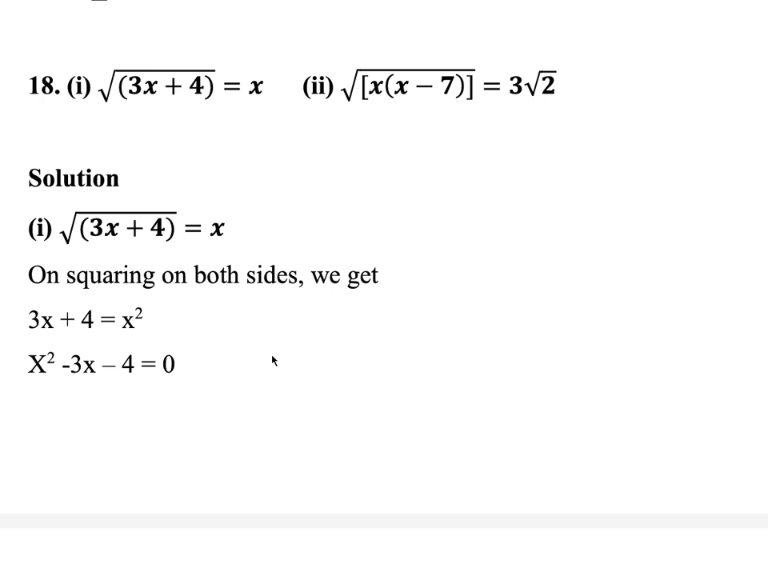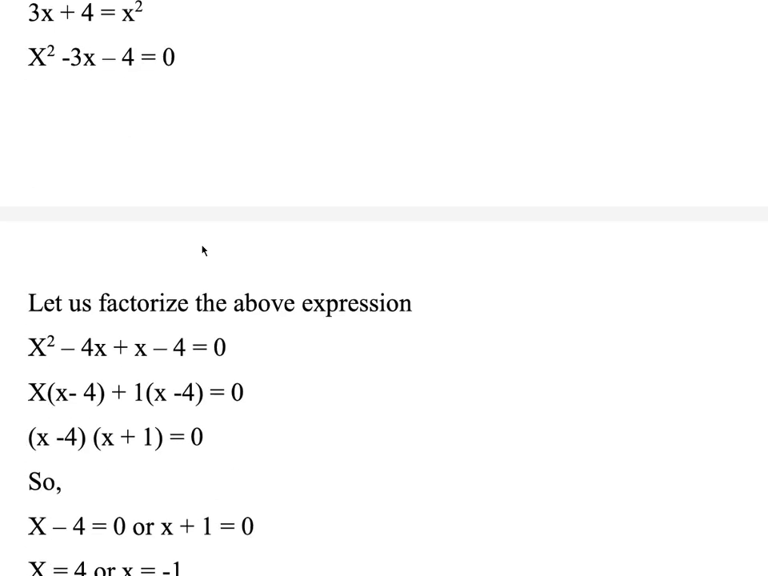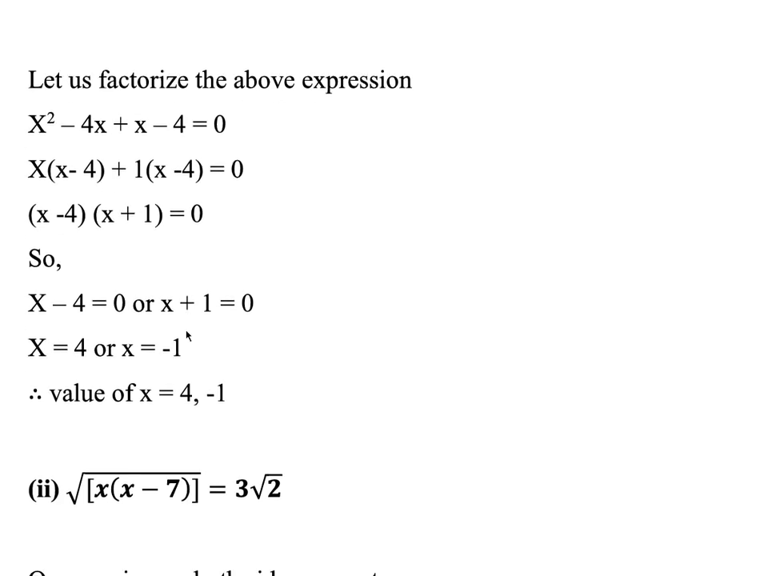Come to the next problem, that is the root over 3x plus 4 is equal to x. Nothing is there, we have to assume that 2 is here. After that, squaring both sides, the left hand side root will vanish. After that, the middle term factorization method. After that, you will get (x minus 4)(x plus 1) equal to 0. So values of x are either 4 or minus 1.